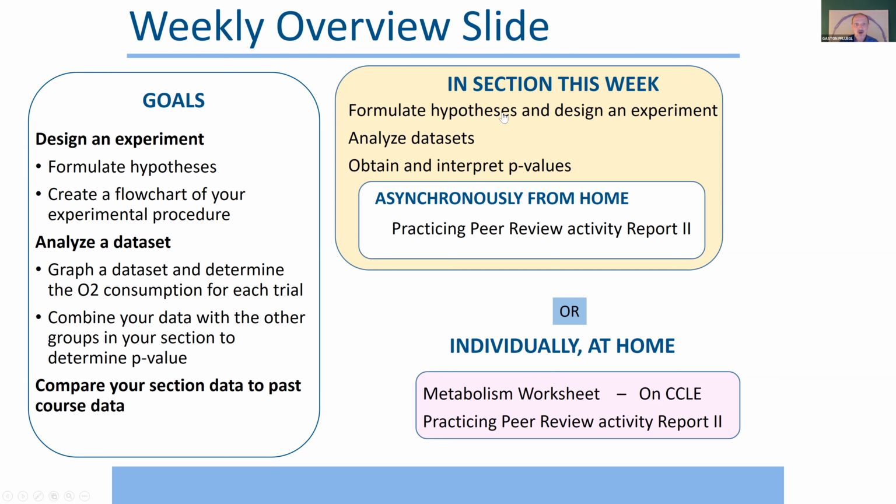Okay, so formulate a hypothesis, analyze data sets, and then based on running the experiment, you obtain a t-test value. From that you get the p-values, and from that you can reject or fail to reject your null. And then remember, you have to do the practice and peer review at the end. If you're not going to section, there's going to be an asynchronous metabolism worksheet on CCLE. And again, of course, practice and peer review.